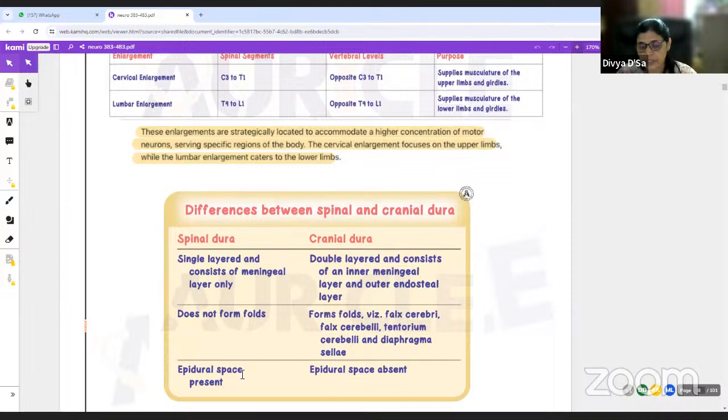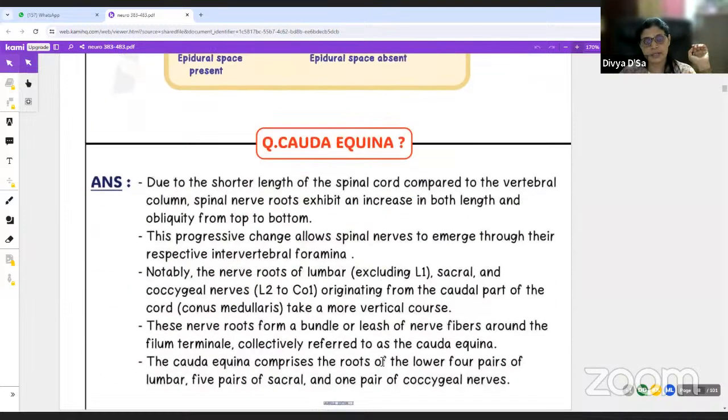In the spine, the epidural space is present. The epidural space is outside the dura mater, the meningeal layer, and inside the vertebral column. But in the cranium it is absent, because the endosteal layer is present there and it is firmly adherent to the inner layer of the cranial cavity.